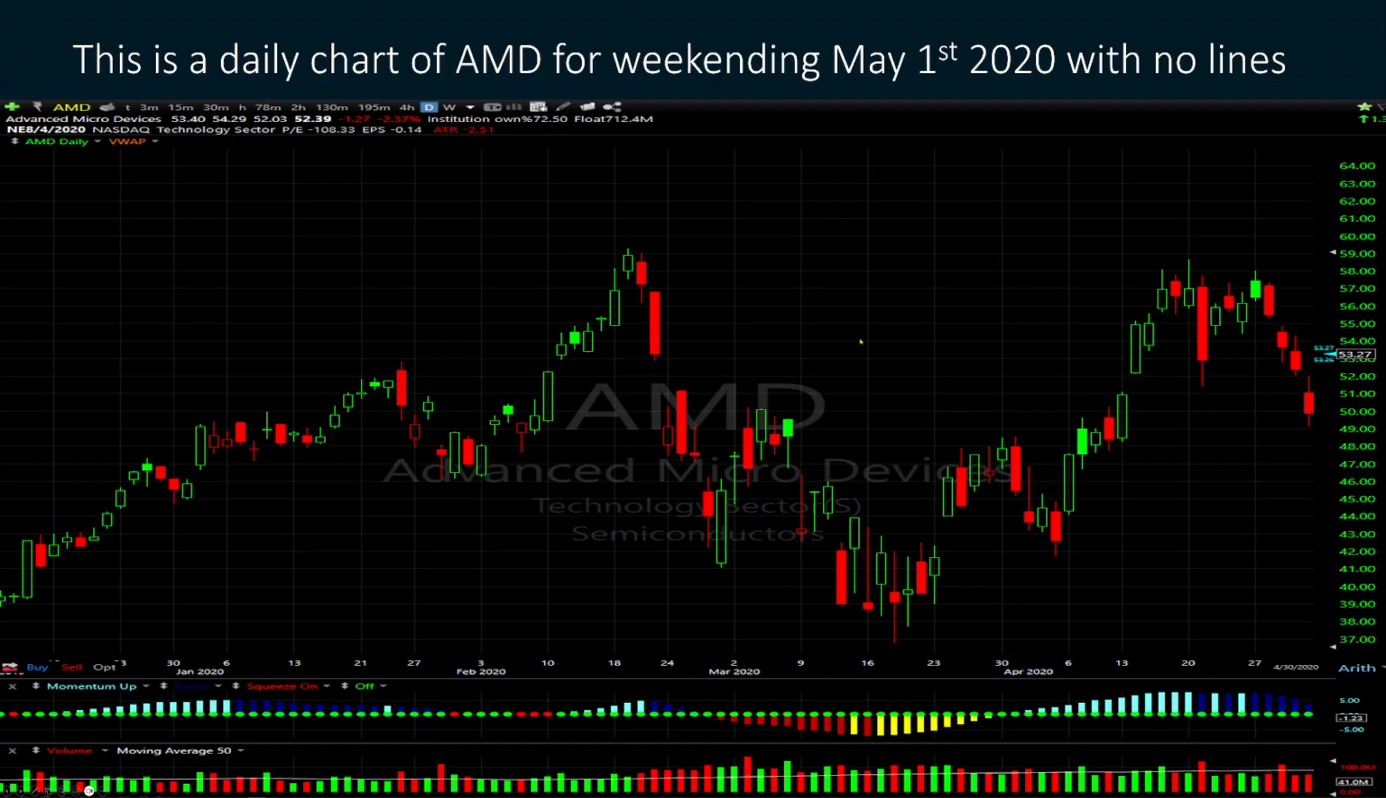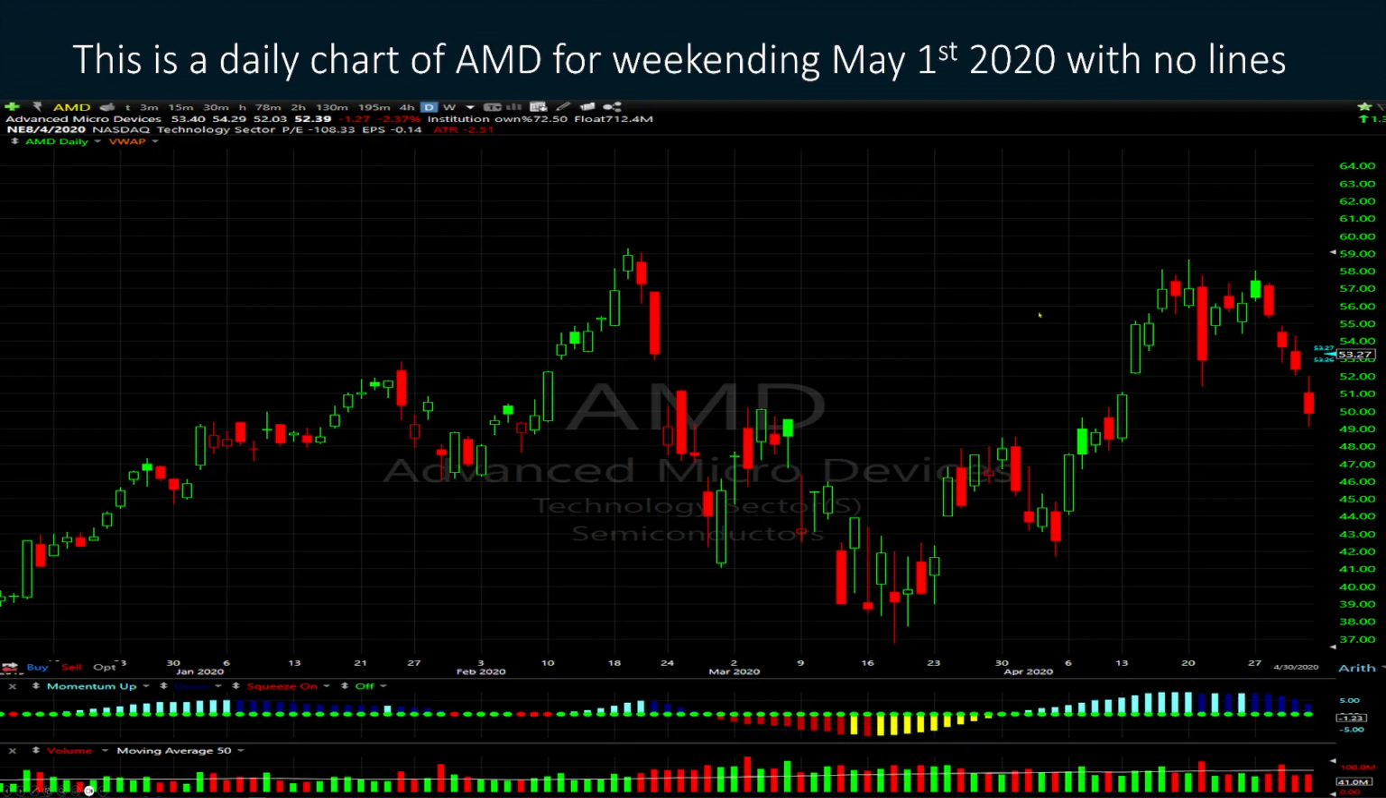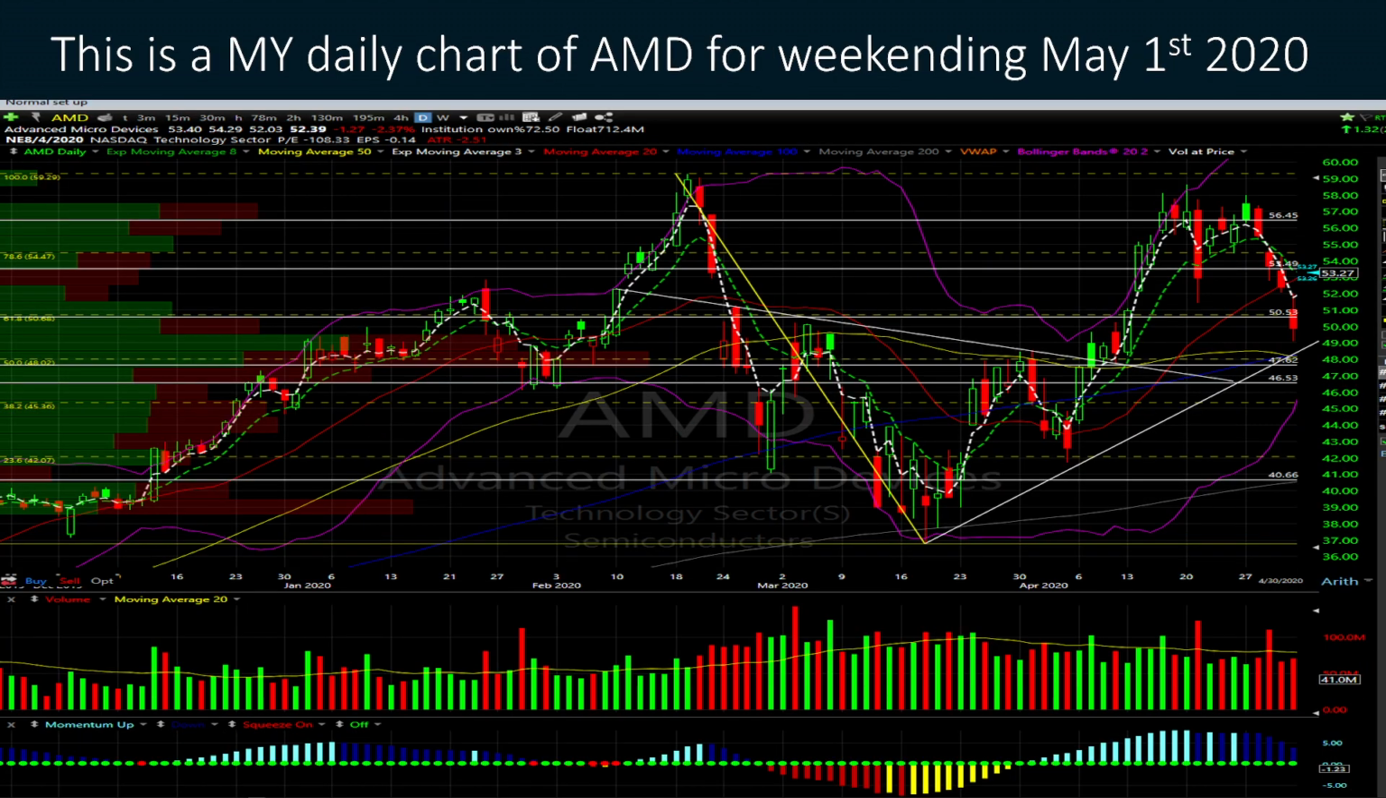And if we were to clean up the chart and look at it blank, this is what it looked like for the week ending May 1st, 2020, with no lines. And this is my chart for May 1st, 2020. So you can see the difference, right? One versus two. Well, which one's easier to read? For most people, it's going to be this one. For me, it's this one.